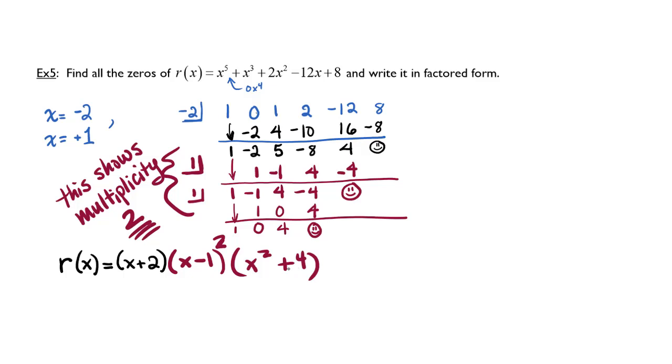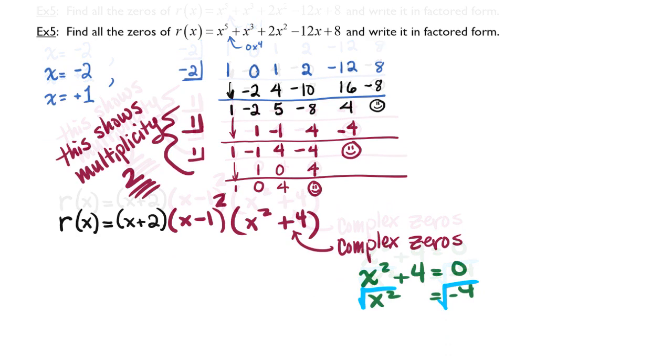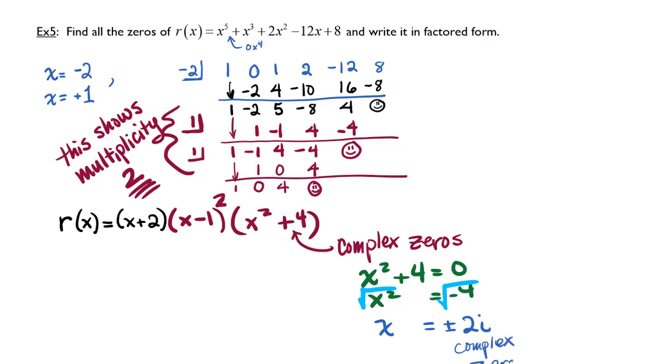Now I know just by looking at this that this is going to give me complex zeros. Setting those last factors equal to 0, x squared plus 4 equals 0, gives me x squared equals negative 4. When I solve for x, I will have to take the square root of both sides. Taking the square root of both sides gives me x equals plus or minus 2i. Since these are both complex zeros, I know what they are. They're at plus or minus 2i, but I'm going to leave it as a quadratic.